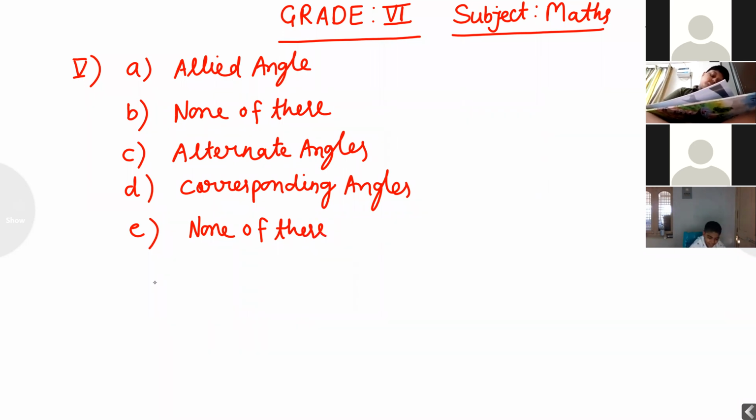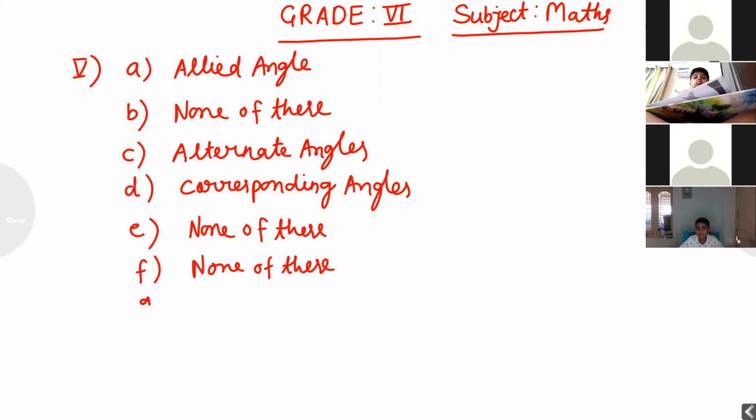F question, angle 6 and 7. Angle 6 and 7, none of these. Both are vertically opposite angles, but this angle they have not mentioned. Answer is none of these.